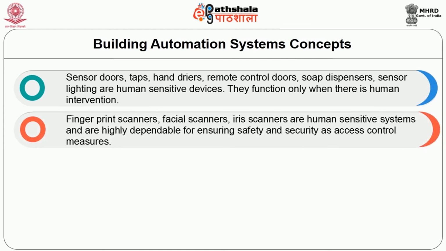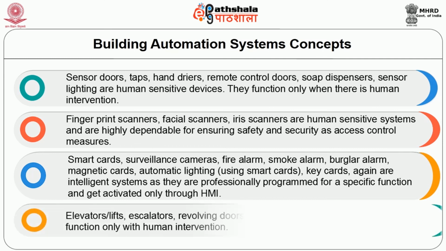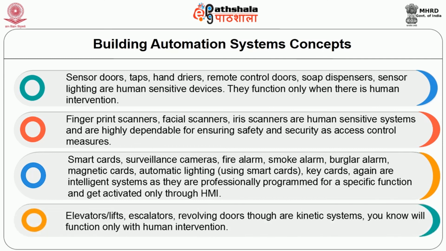Fingerprint scanners, facial scanners, iris scanners are human-sensitive systems and are highly dependable for ensuring safety and security as access control measures. Smart cards, surveillance cameras, fire alarm, smoke alarm, burglar alarm, magnetic cards, automatic lighting, key cards again are intelligent systems as they are professionally programmed for a specific function and get activated only through HMI. Elevators, lifts, escalators, revolving doors, though kinetic systems, you will know function only with human intervention.